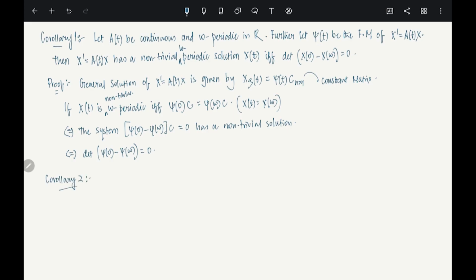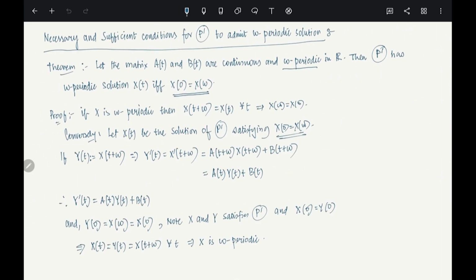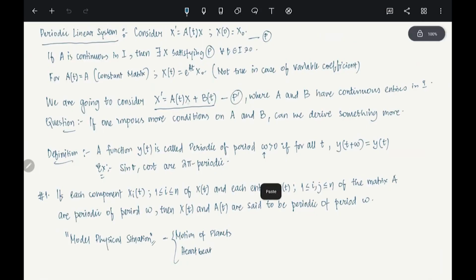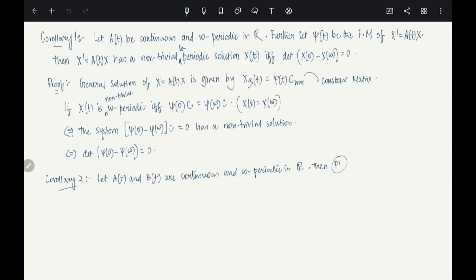So what does it say? Let's say that a(t) and b(t) are continuous and w periodic, periodic in R. This is what we are assuming. Then the problem x prime equals A(t) times x plus b(t) has a unique periodic solution.